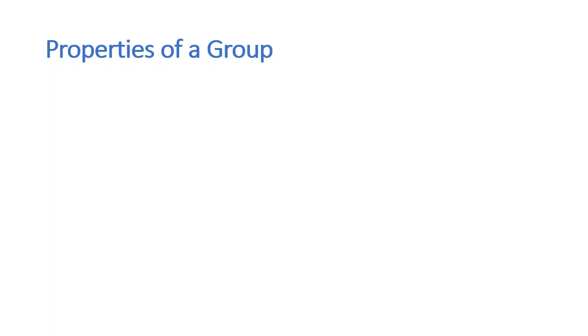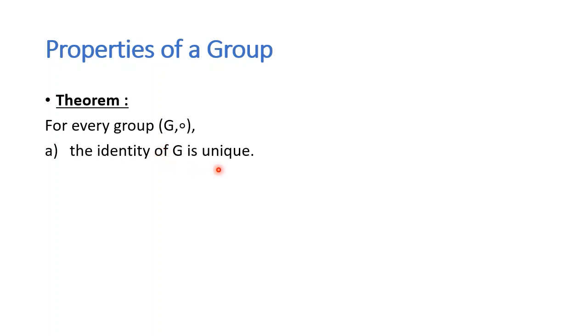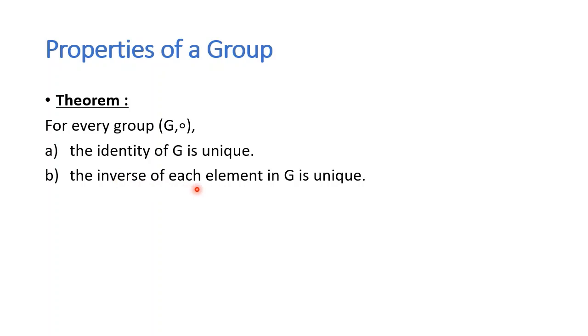Now let us see the properties of a group. The properties are stated in the theorem. For every group (G, ·), the identity of G is unique. Second statement: the inverse of each element in G is also unique.